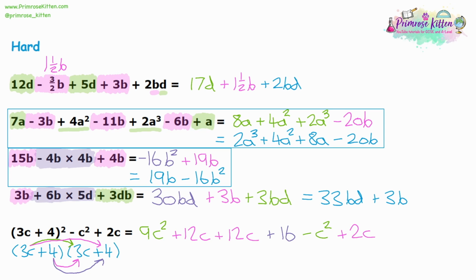Now you can see that I've colour coded these, in terms of which terms are going to combine together. So for example, I've got the 9c squared and the take away c squared. That would give us altogether 8c squared. Then looking at the normal c terms, we've got 12c plus 12c plus 2c. So 12c plus 12c is 24c, and 24c plus 2c would give us 26c. Then at the end, we've got the plus 16.